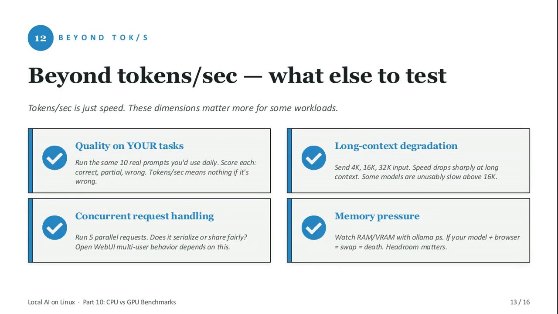Now speed is only one axis. A model that cranks out 80 tokens per second but gets the answer wrong is useless. So rerun your 10 real daily prompts and score them correct, partial, or wrong. Then stress the dimensions that actually break things in production. Push 4K, 16K, and 32K context to find where throughput collapses. Fire 5 parallel requests to see if the server shares fairly or serializes. And keep an eye on the Ollama API. Once you spill into swap, the benchmark is over.